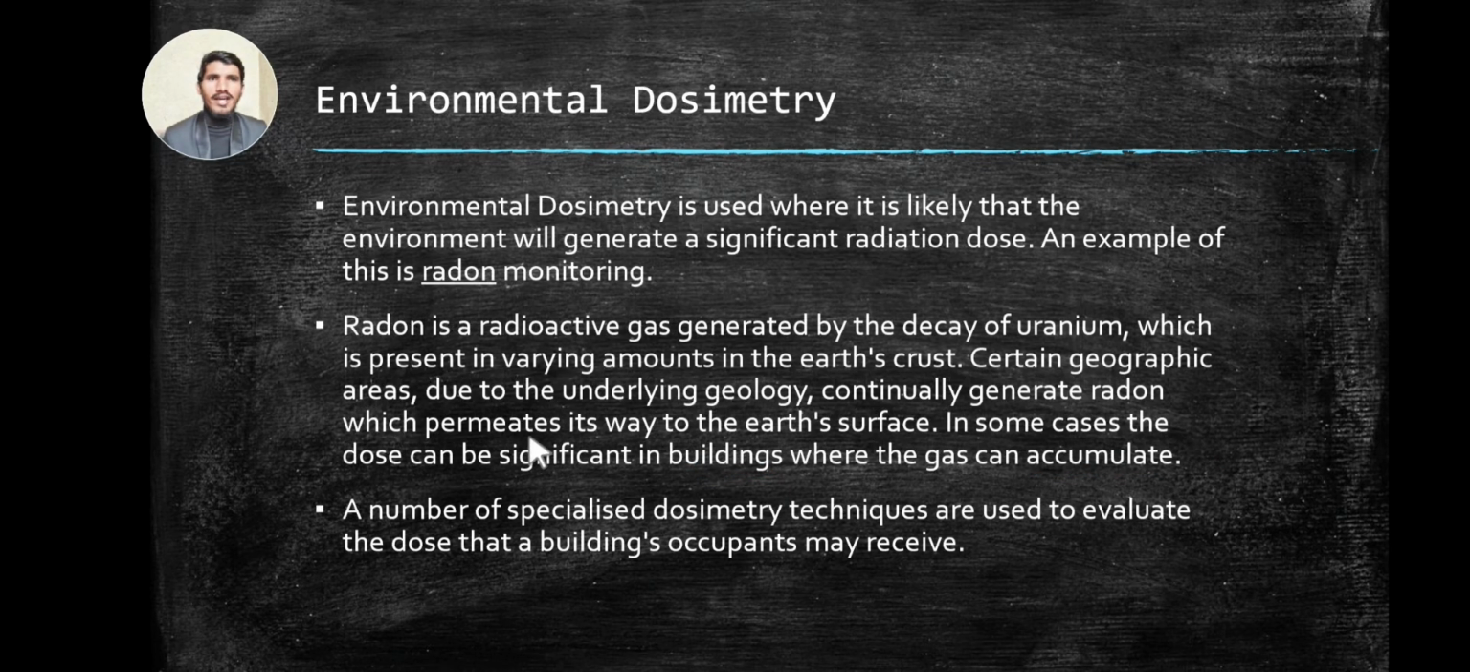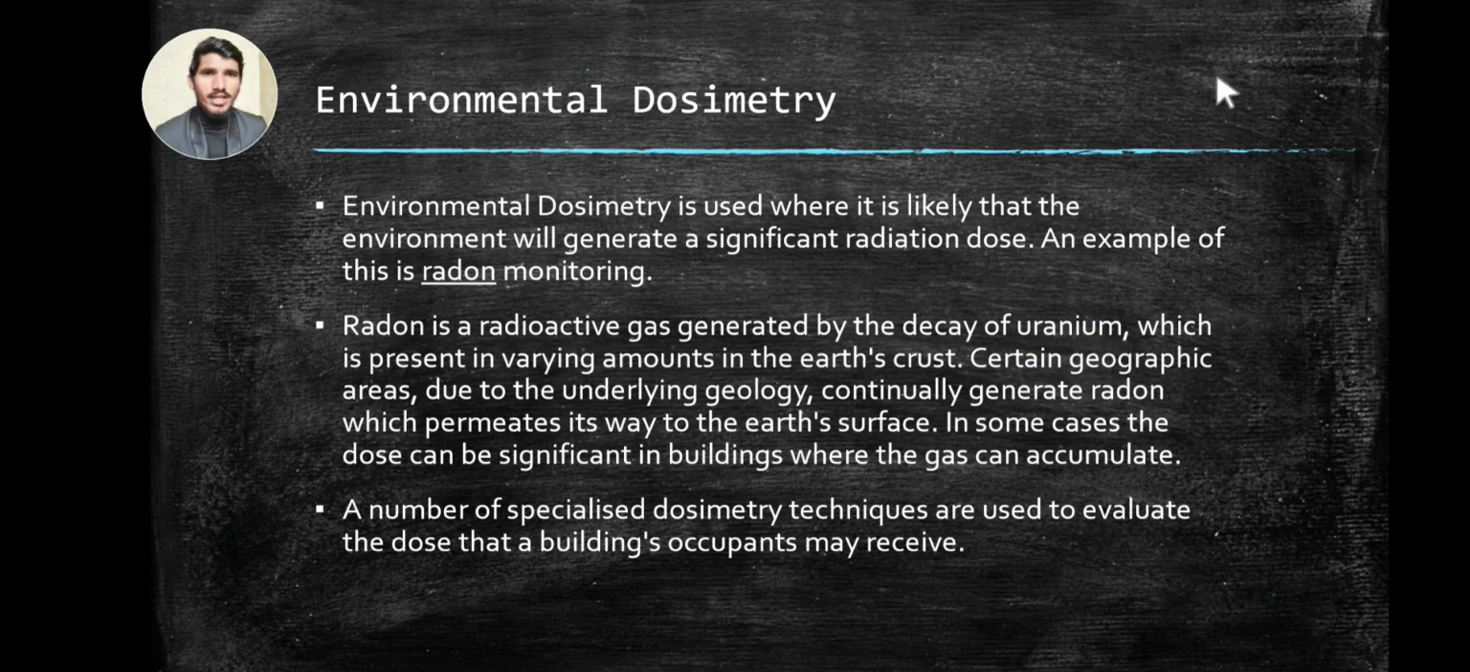The next thing that we have here is environmental dosimetry. Environmental dosimetry is used where it is likely that the environment will generate a significant radiation dose. An example is radon monitoring, as we have described earlier. So what is radon? Radon is a radioactive gas that is generated by the decay of uranium.